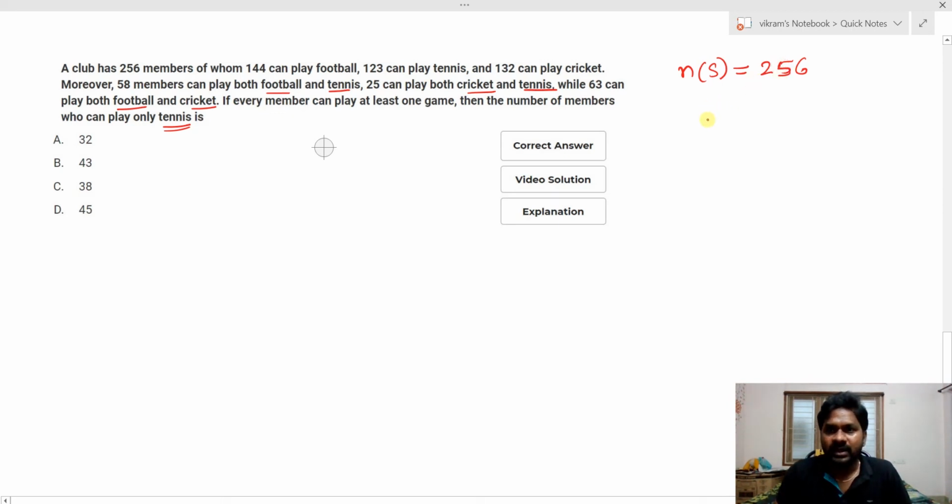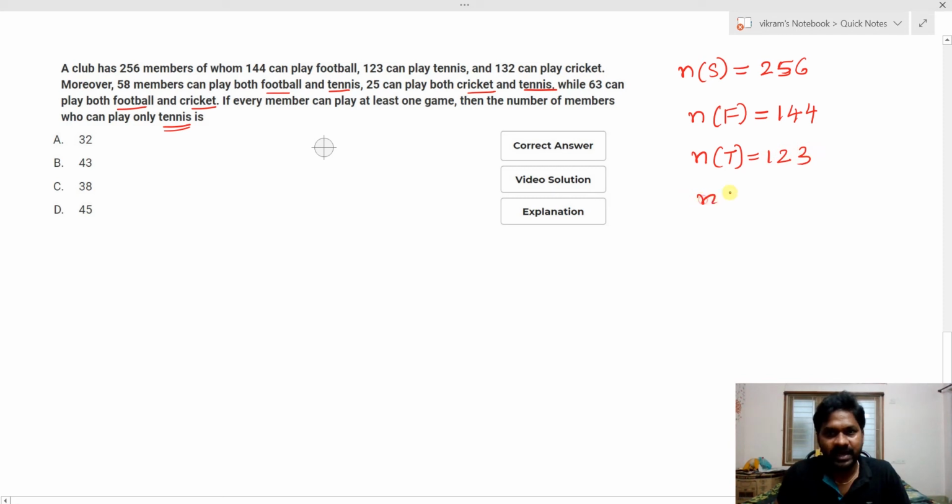Then now what he has given: the number of players who can play football, I am representing with F, is 144. Next, the number of players who can play tennis, I am representing with capital T, is 123.